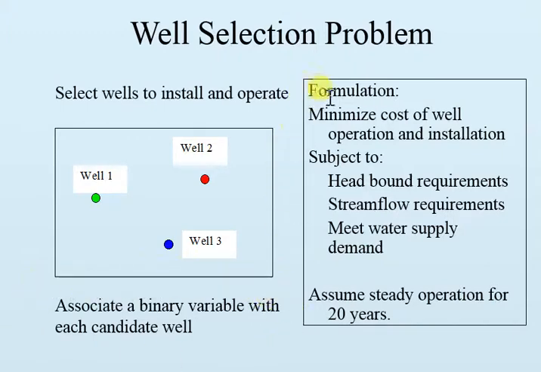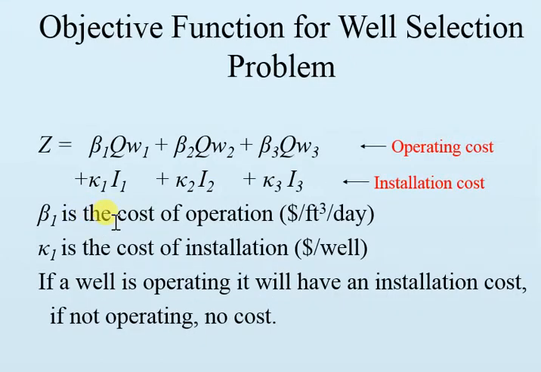And because of that, we're now able to change the objective function to minimize both the cost of well operation and the cost of well installation. Without the binary variable, we wouldn't know necessarily which wells would be installed, so incorporating that installation cost would not be possible. With the binary variables present, however, we can write an objective function for this problem that looks like this.